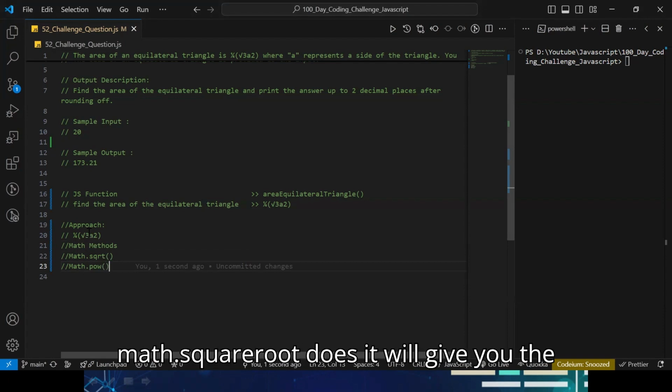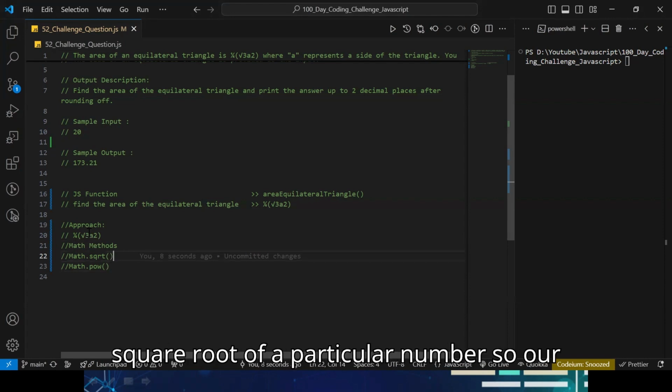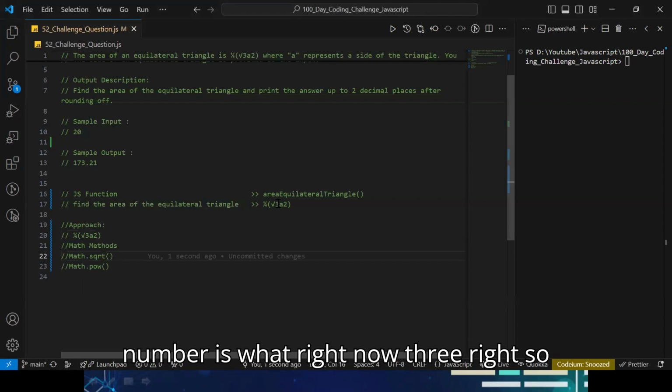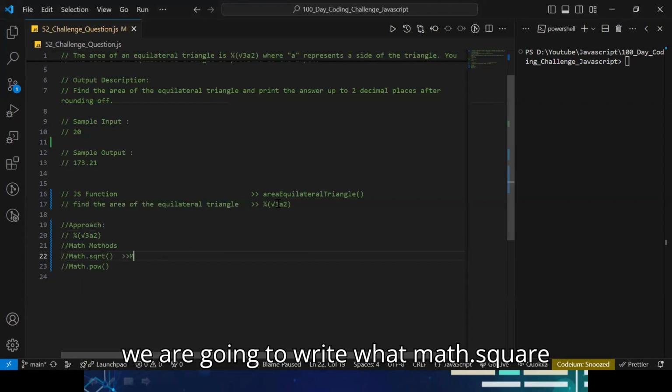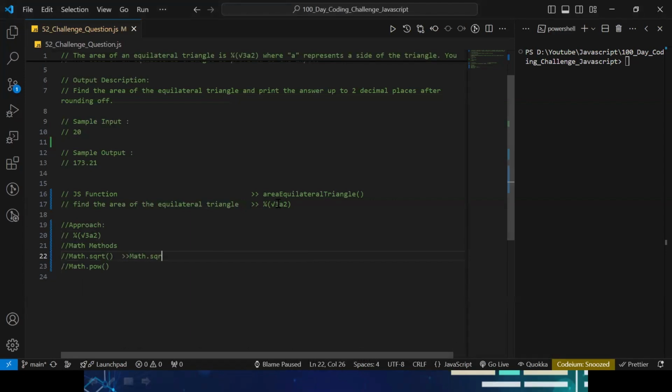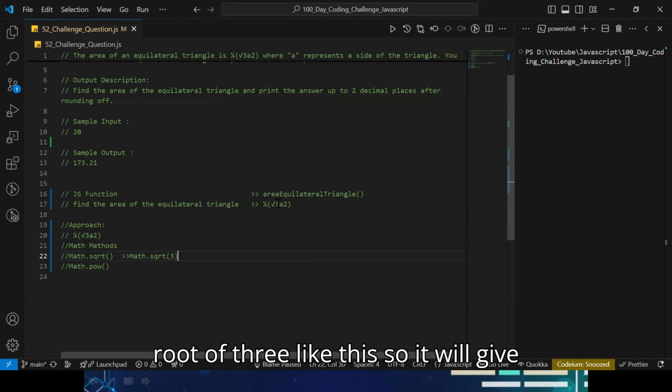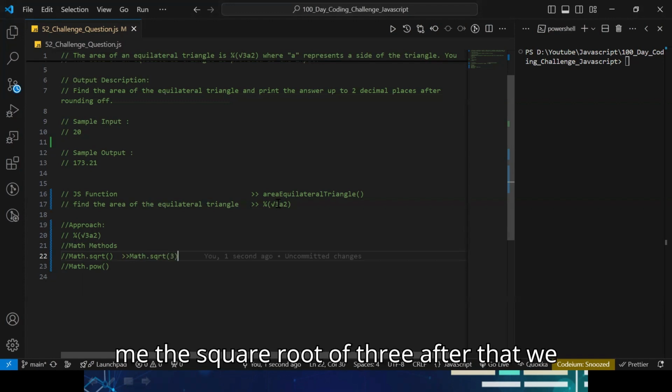Now, what does Math.sqrt do? It will give you the square root of a particular number. So our number right now is 3, right? So we are going to write Math.sqrt of 3, like this. It will give me the square root of 3.